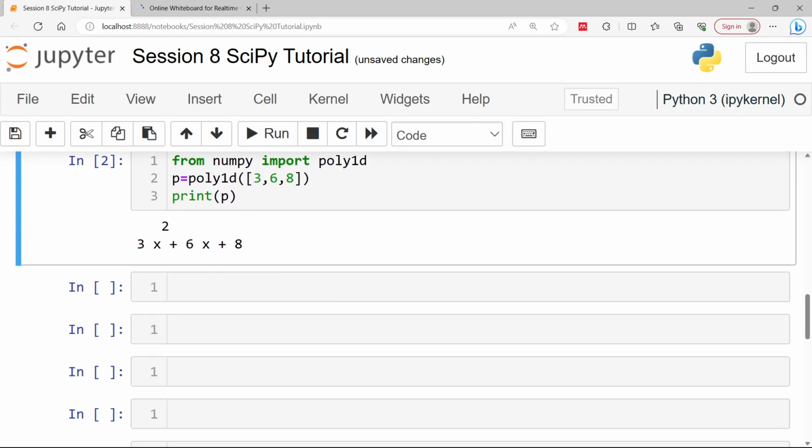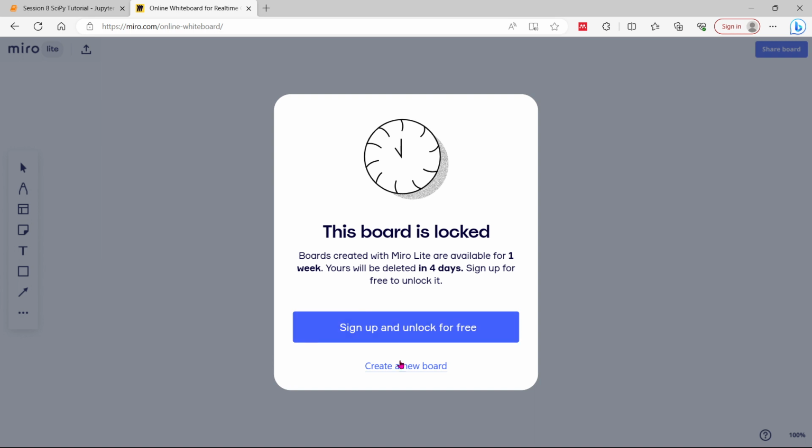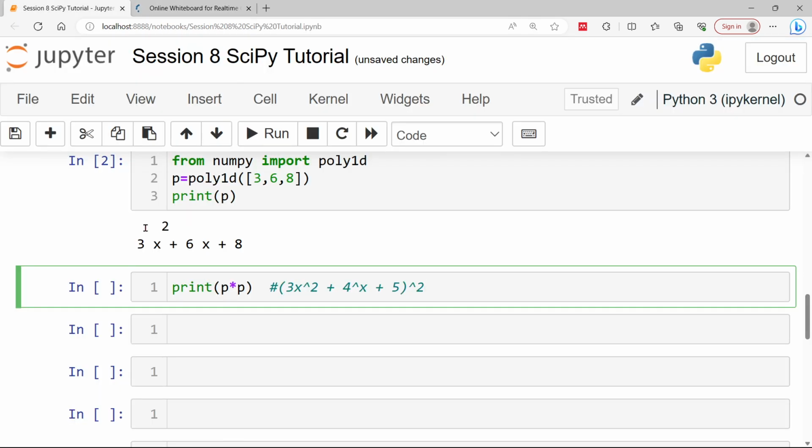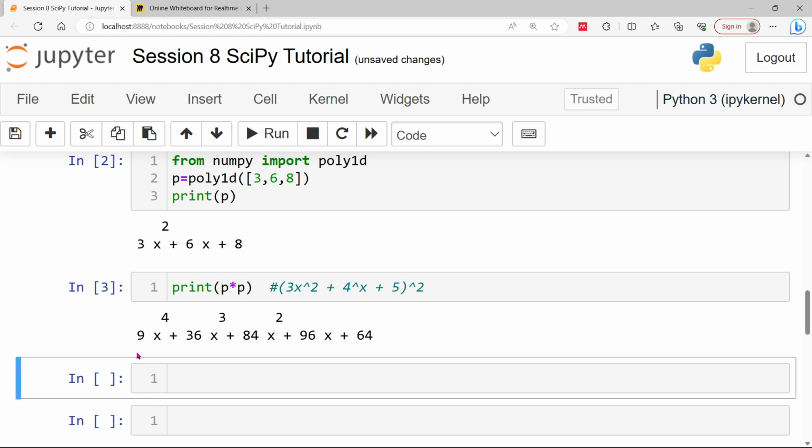Meanwhile we can perform other things. What other things do we have? We have this one, print p asterisk p, right? So what's p asterisk p? Here p consists of this equation, 3x squared plus 6x, right? Now if you run this code, you can find the answer 9x to the power 4, 36x cubed, and so on. What's this entire equation?